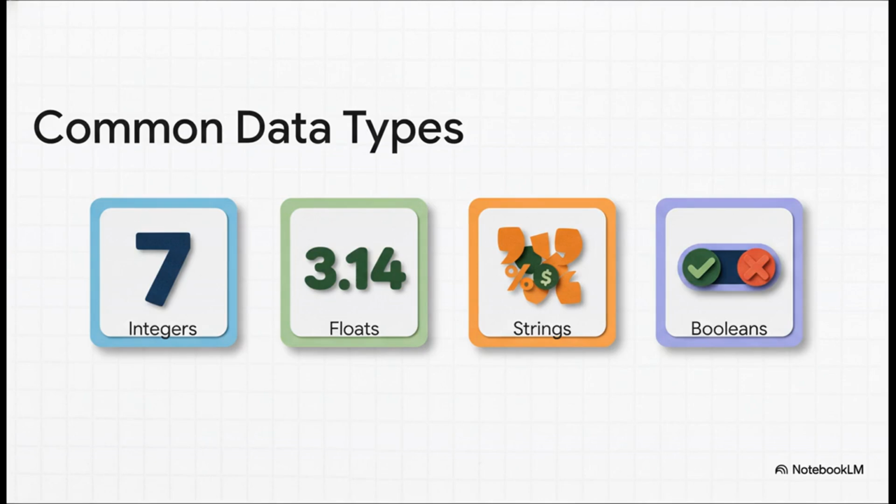Now, those boxes can't just hold anything you want. You have to tell the computer what kind of information is going inside. So is it a whole number, like say 7? We call that an integer. Or is it a number with a decimal, like 3.14? Well, that's a float. Is it just plain text? We call that a string. Or is it a simple true or false value? That, my friends, is a Boolean.